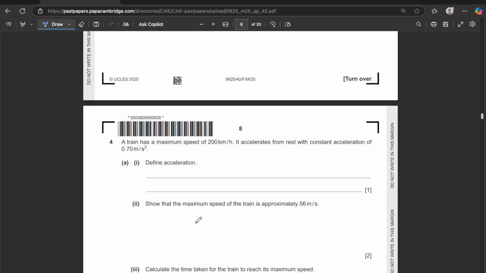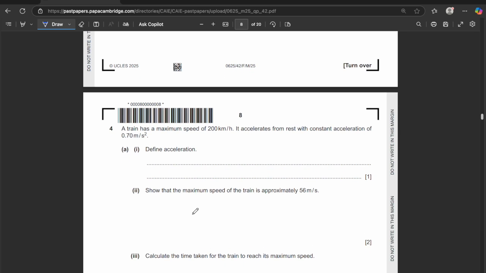A train has a maximum speed of 200 kilometers per hour. It accelerates from rest with constant acceleration of 0.70 meters per second squared. 8.1. Define acceleration. Acceleration is rate of change of velocity. It has to be velocity because it is acceleration, right? So show that the maximum speed of the train is approximately 56 meters per second.